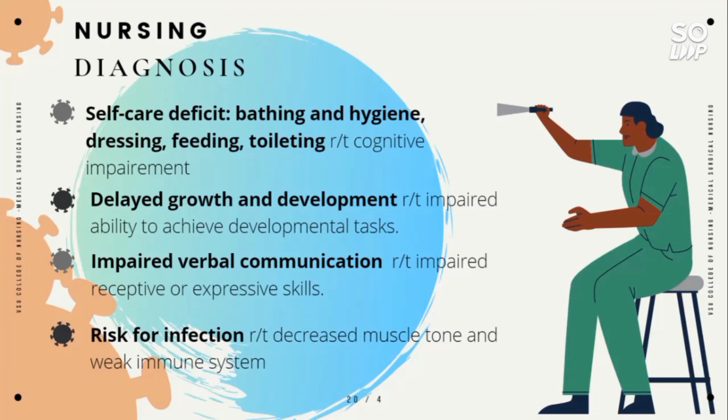These are some of the nursing diagnoses for DiGeorge syndrome. Self-care deficit, bathing and hygiene, dressing, feeding, toileting related to cognitive impairment. Delayed growth and development related to impaired ability to achieve developmental tasks. Impaired verbal communication related to impaired receptive or expressive skills. And risk for infection related to decreased muscle tone and weak immune system.